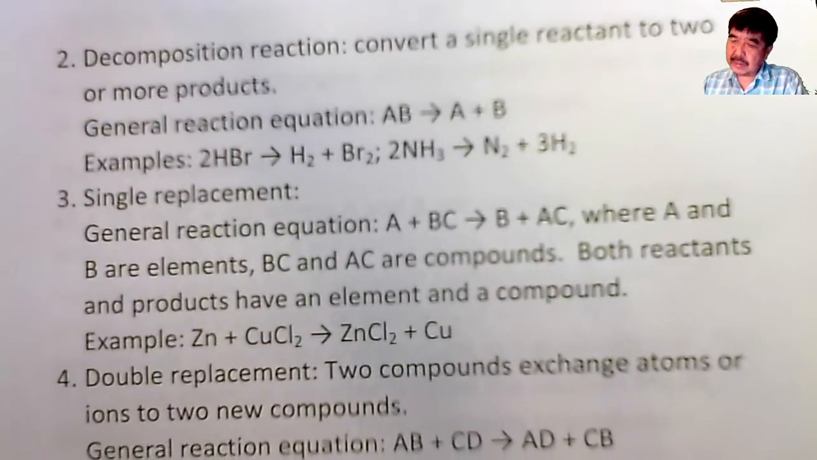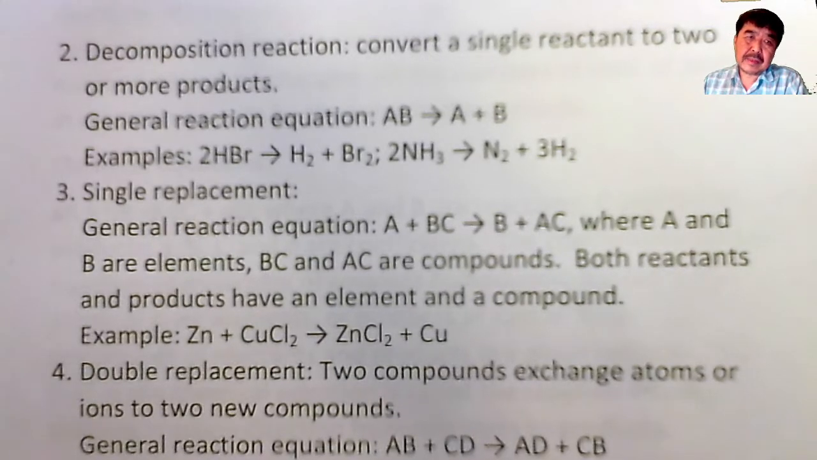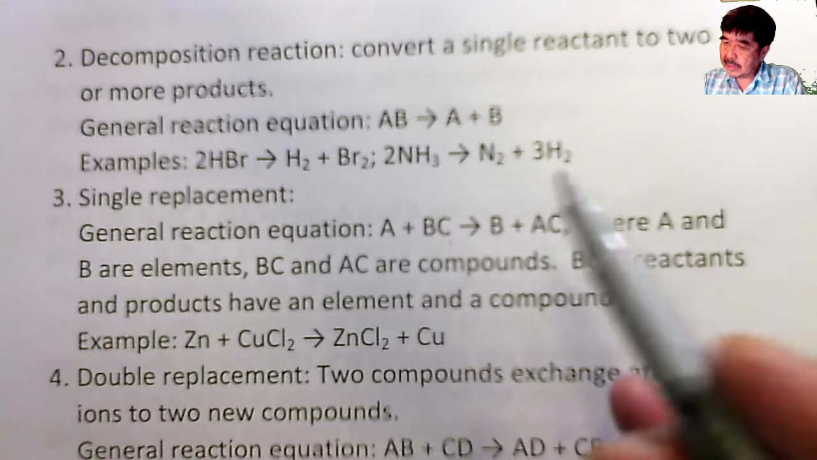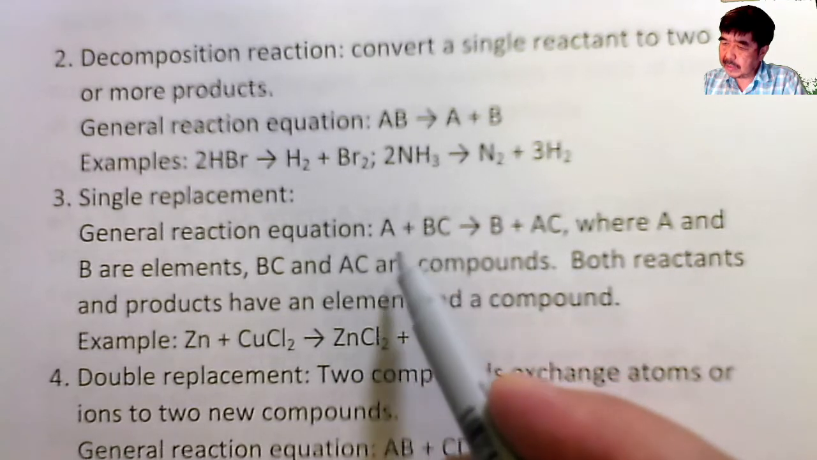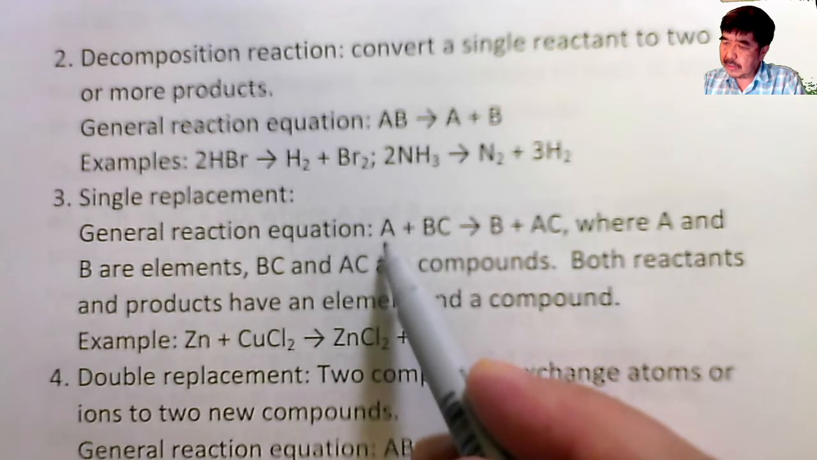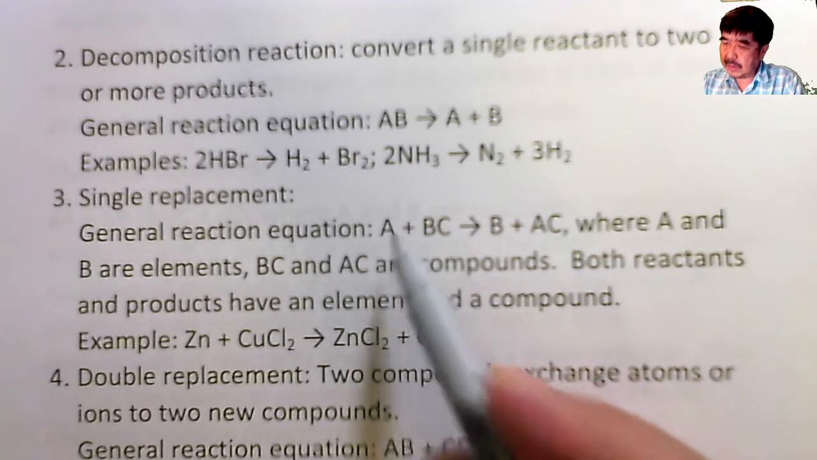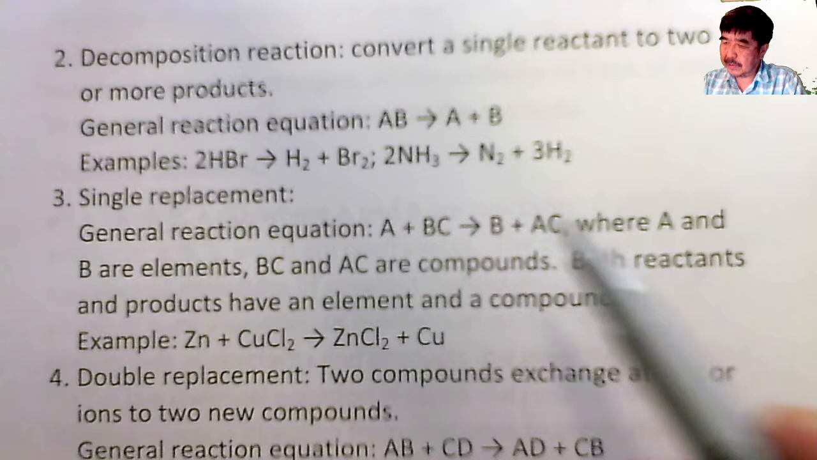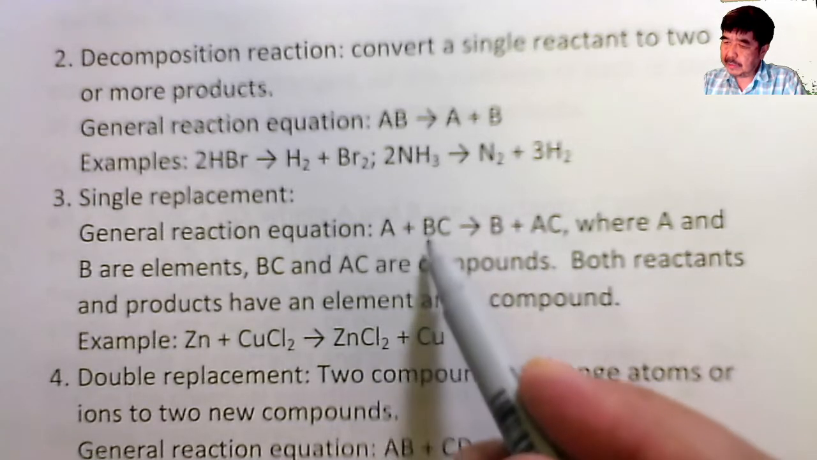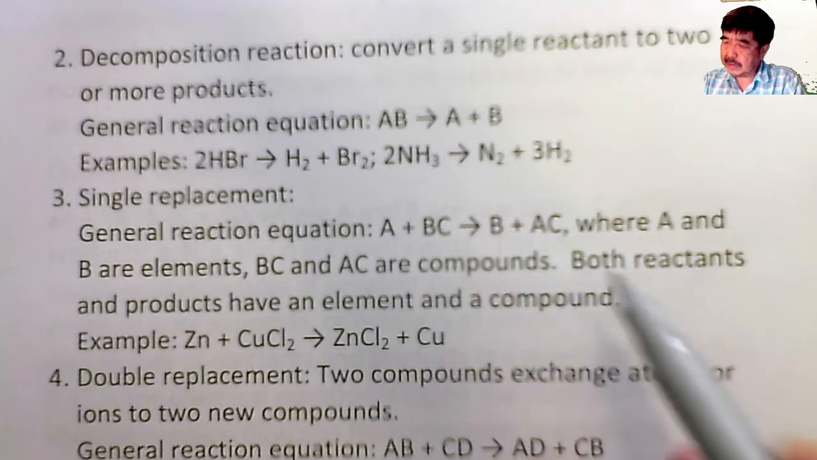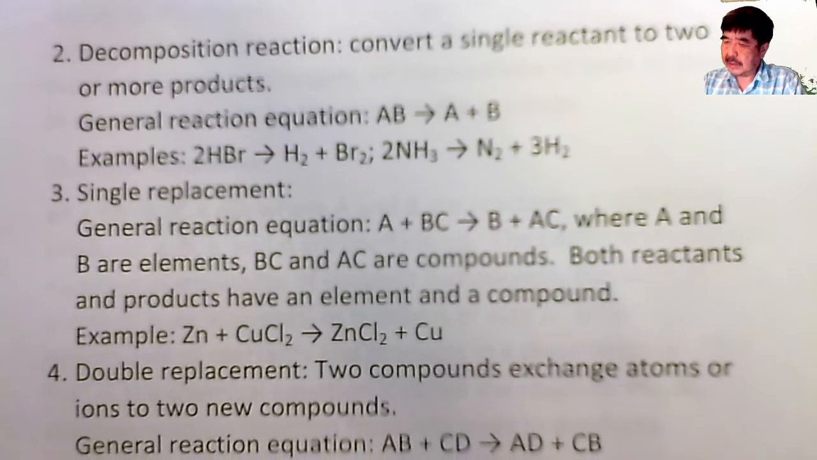And the next one is called the single replacement. For single replacement, you can see this general form here. On the reactant side, one is a pure element, another one is a compound. Okay, A is an element, BC is a compound. So A replaces B in the BC compound to generate a B element and AC compound. Okay, this is a single replacement.